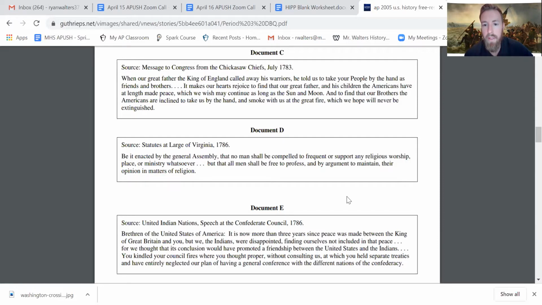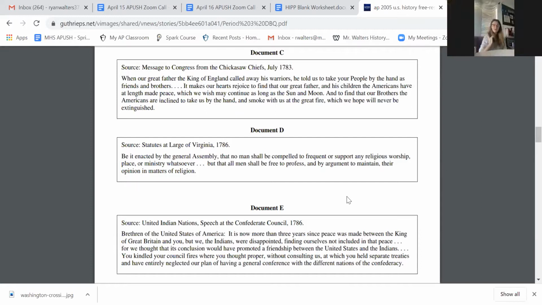1786, talking about religion, talking about religious worship. Give me some historical context. Why is this coming up at this point in time? Isn't the First Great Awakening starting to happen? Or am I completely wrong time period? Nope, she's right. First Great Awakening is going on.